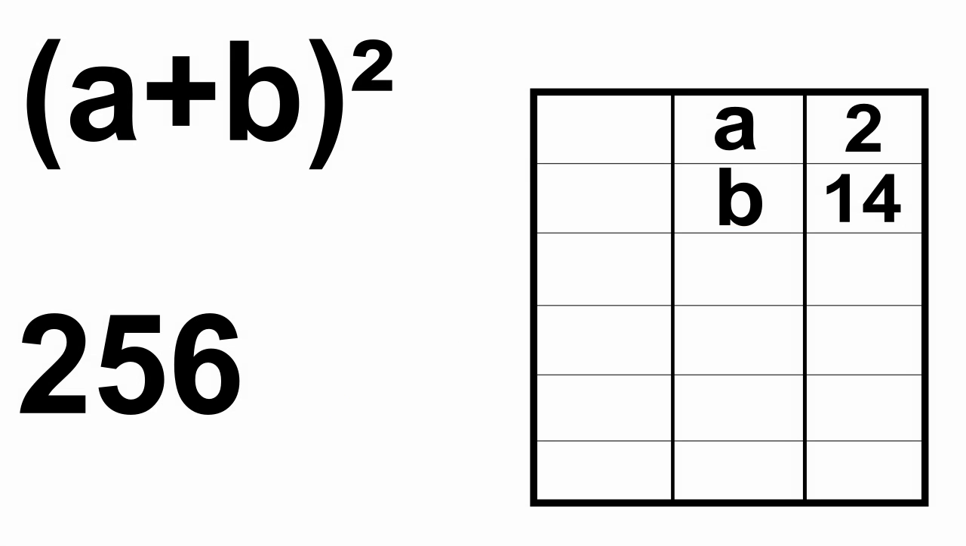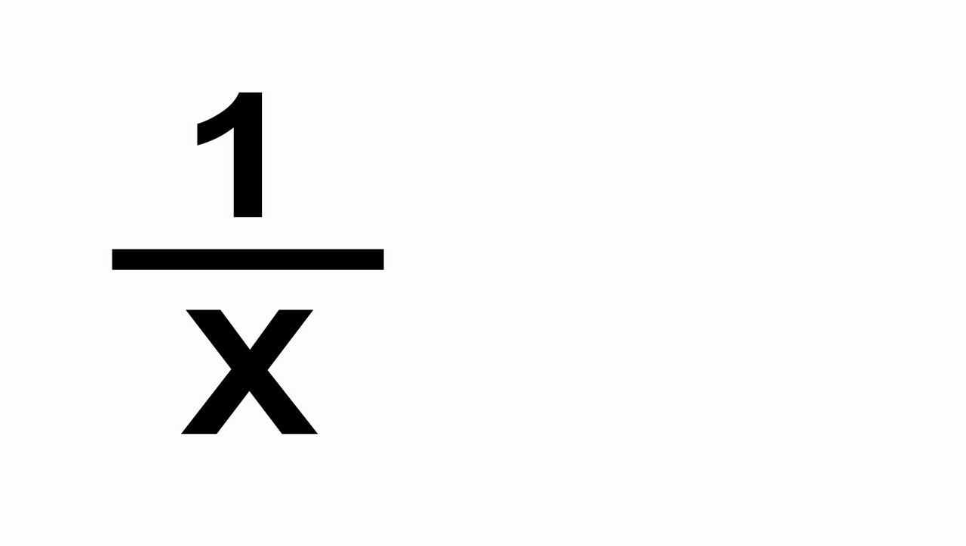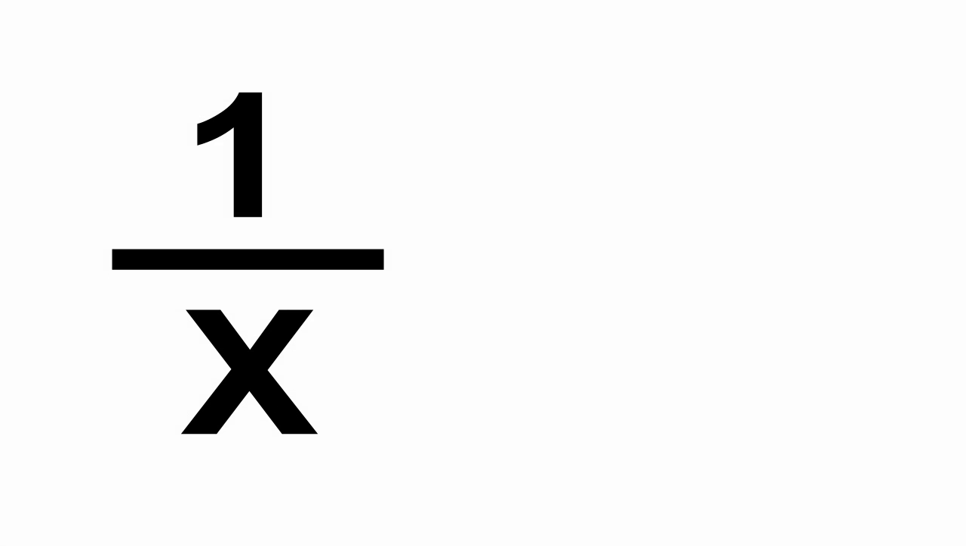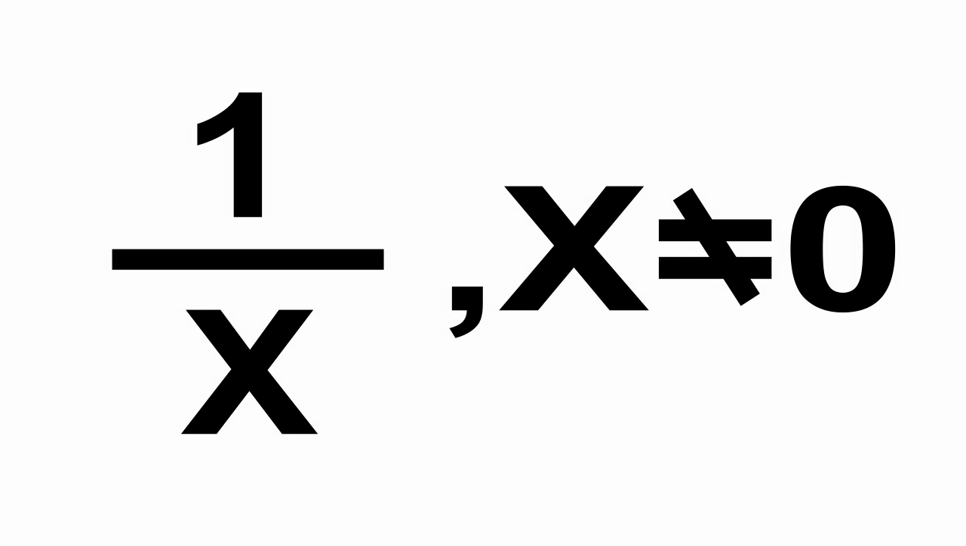To answer that, have a look at this. 1 over x. Again, x is a placeholder for which we can use any number. Well, not really any number. We can't divide by 0, so x can be any number except 0.